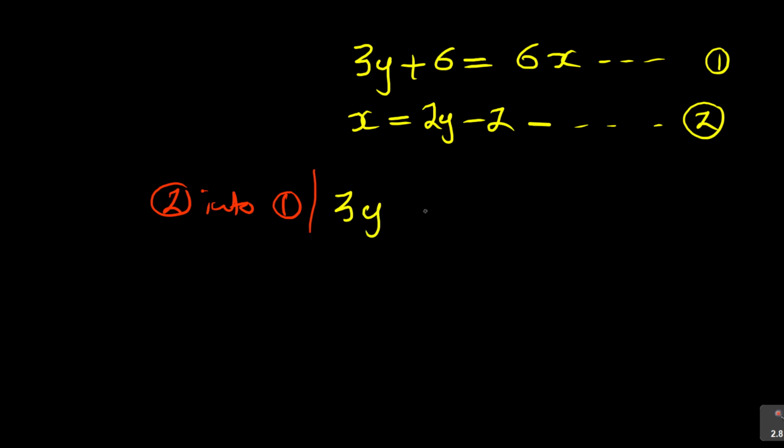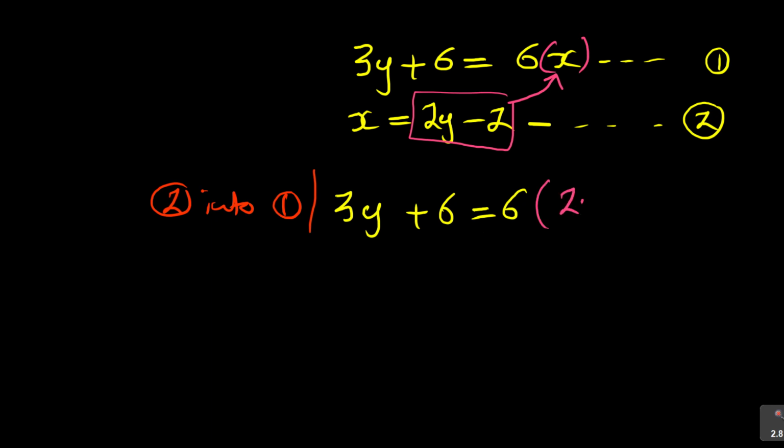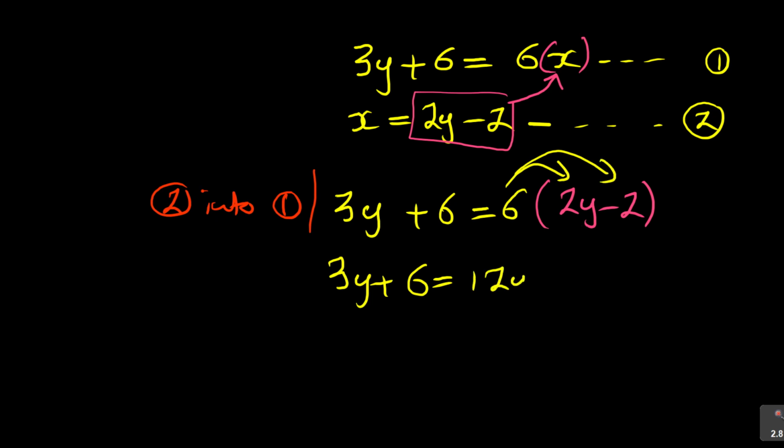3y plus 6 is equal to 6. Now I want you to pay attention. Where there is x, x is equal to that, and that's what I'm going to put there. So I put a bracket and substitute there: 2y minus 2. So x is gone already. That's what you're supposed to do. So 3y plus 6 is equal to, open that bracket, 6 times that and 6 times that. 6 times 2y is 12y. 6 times 2 is negative 12.